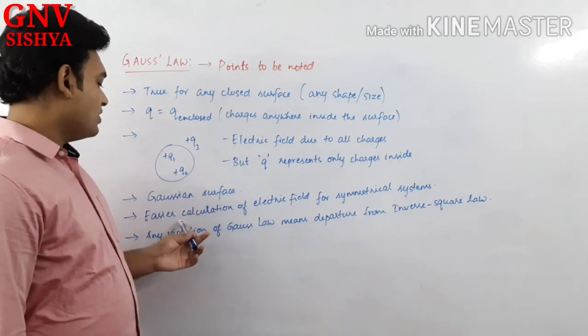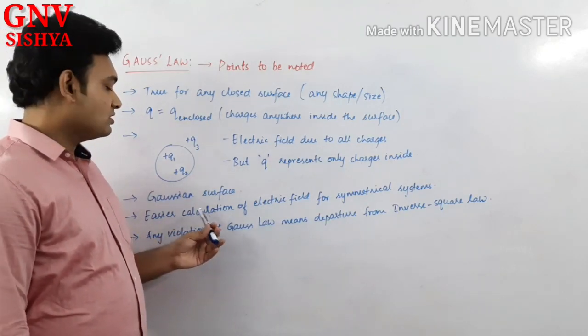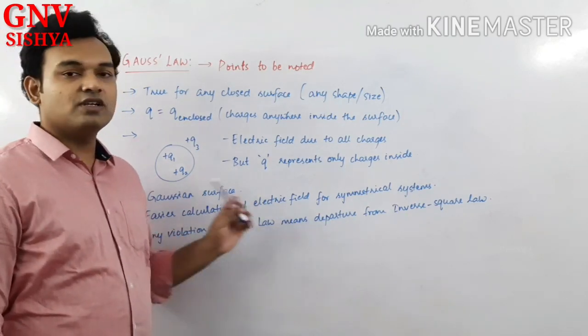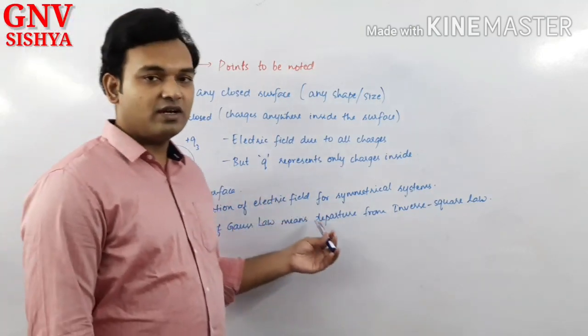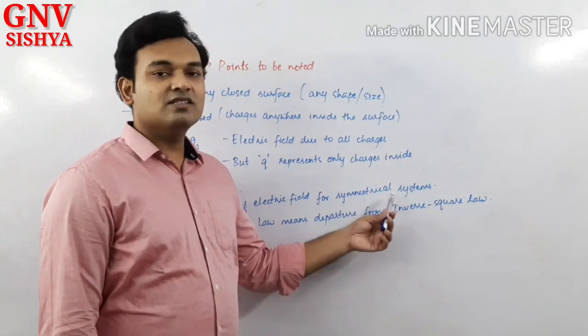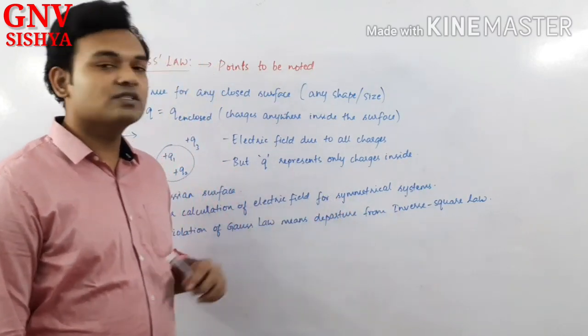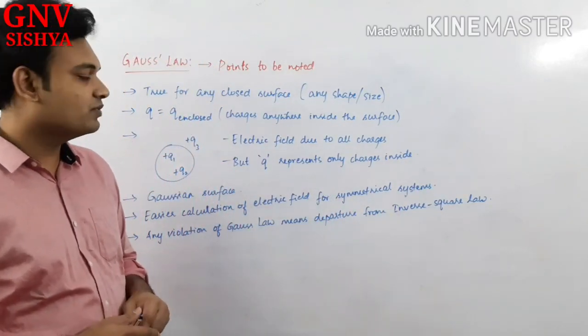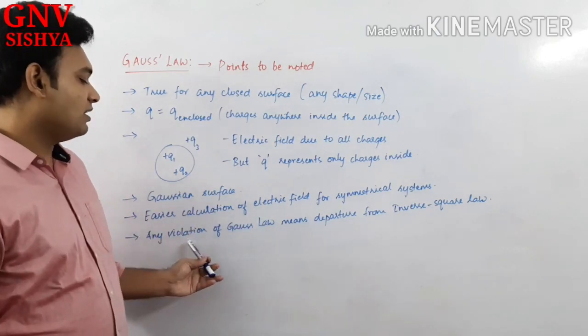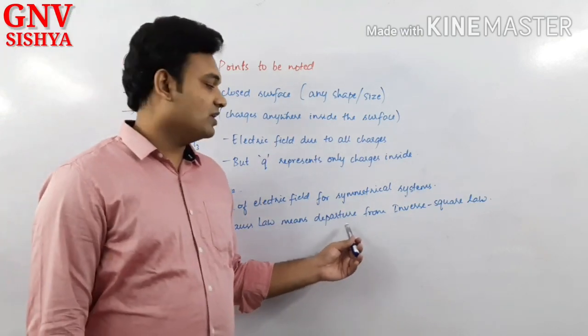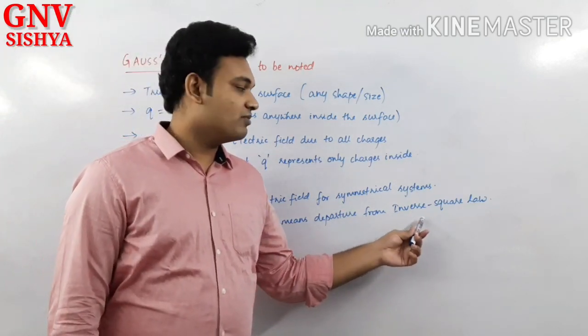Okay. Then we have the application of Gauss law. Easier calculation of electric field is the main application of Gauss law. So it can be used for easier calculation of electric field provided that the system is symmetrical. So for symmetrical systems, for continuous charge distributions, we can use Gauss law for easy calculation of the net electric field. Then any violation of Gauss law will mean that we are departing from the inverse square law.